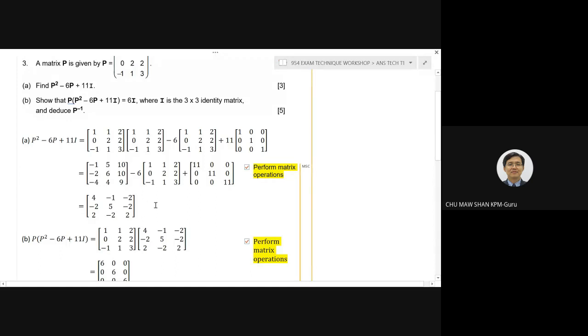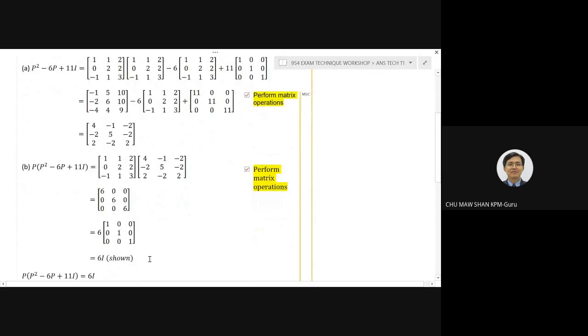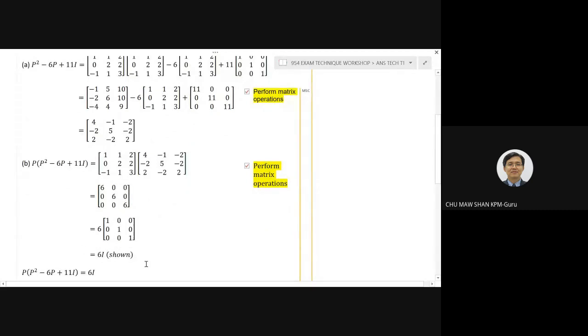Okay. Soalan B. Show that this P times this one gives 6i. So you have to work from the left hand side. Bermula daripada left hand side. Ini juga bukan soalan yang susah. Dia cuma involve elementary operation on matrix. Darab saja, kan? Alright. Make sure you get in the form 6i finally.